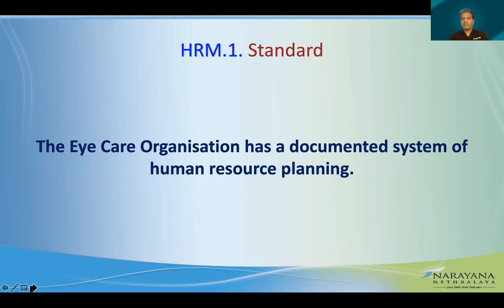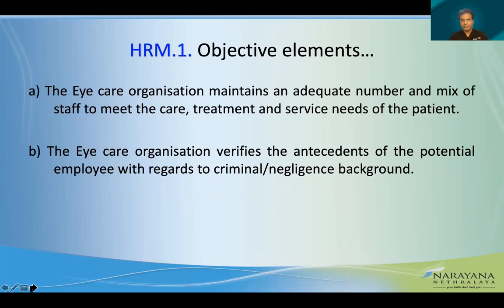The first standard of HRM, which is HRM1, says that the organization has a documented system of human resource planning. What are our human resources? Based on our organization, we have to have an adequate number of optometrists, nurses, assistants, and other people working, OT staff, CSSD staff, anesthetists. This is defined by the scope and size of the organization. A smaller organization will definitely have less manpower. A bigger organization will have more manpower and more things to be managed here.